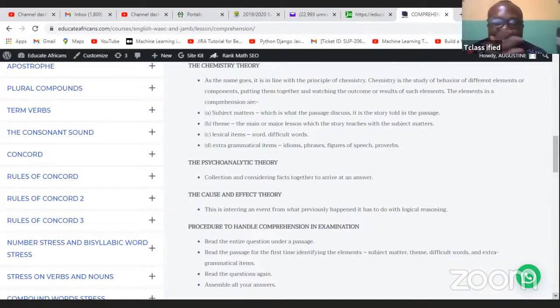So what is subject matter? Subject matter is what the passage discusses. What is the passage talking about? When you read a comprehension, you know what the passage is talking about. So that is the subject matter. It is the story that is told in the passage.